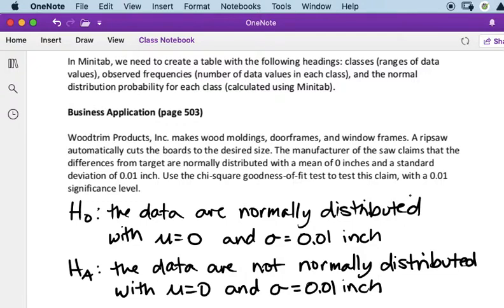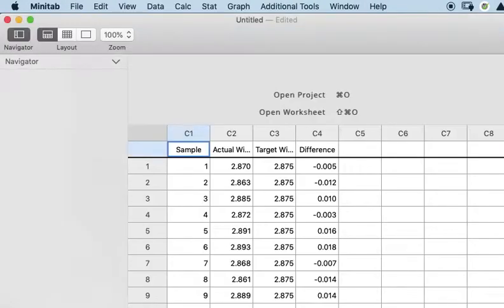I have my Minitab worksheet here with the data. I have the sample, the actual width and the target width of the boards, and then the difference. The target width for each board was supposed to be cut to 2.875 inches, and we see that some were cut slightly larger than that and some were cut slightly smaller. This difference column is the column that I'm going to use because that's what I'm making my claim about, that the difference is normally distributed with mean of 0 and standard deviation 0.01. So I'm going to create my table here.